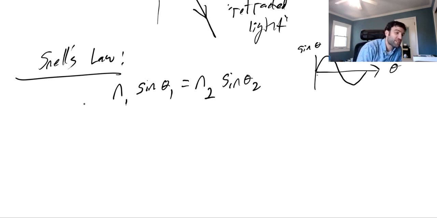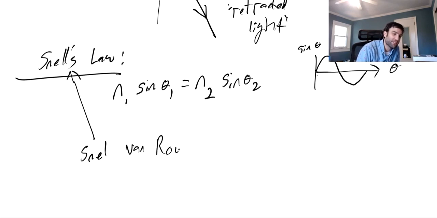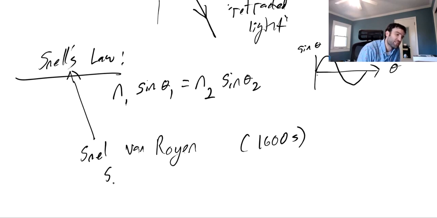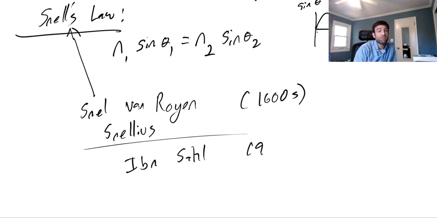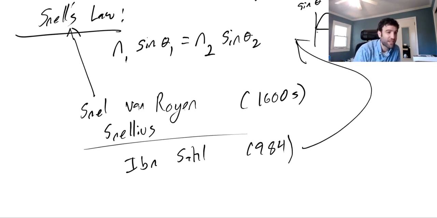I mentioned this in the lecture, but I think it's a fun fact. Let me remind you that Snell's law was named after this person named Snell van Rooyen, who lived in the 1600s. The Latin version of his name was Snellius. And Snell's law was actually, as far as we can tell, first written down by a Persian scientist in 984. So I guess that's how history works.